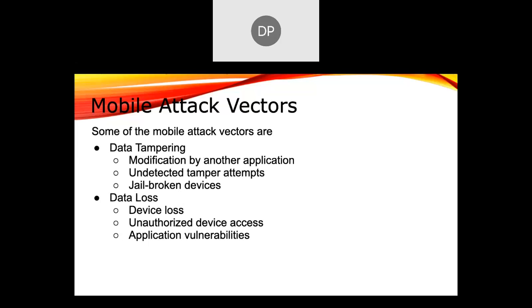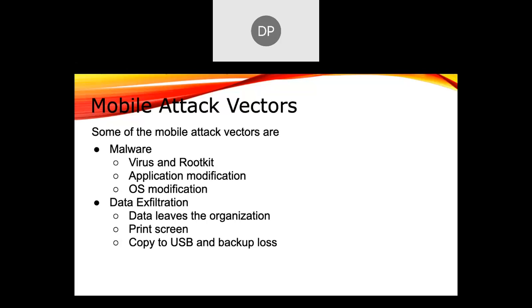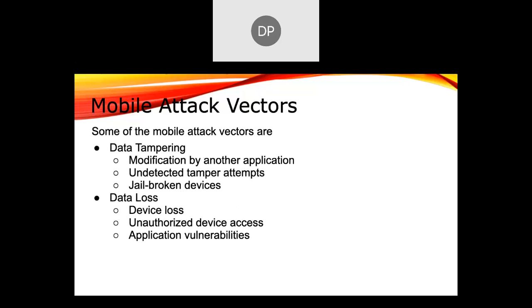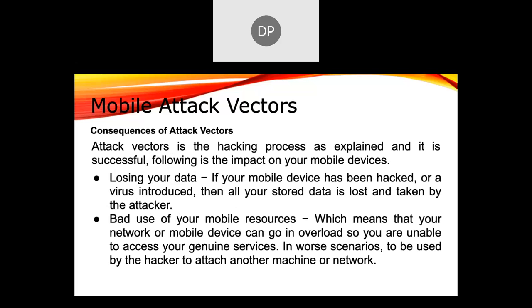Some other attack vectors, in addition to malware and data exfiltration, are data tampering and data loss. Data tampering consists of modification by another application, undetected tamper attempts, and jailbroken devices. Data loss consists of device loss, unauthorized device access, and application vulnerabilities. So if so many mobile attack vectors exist, there should be some consequences of attack vectors also.